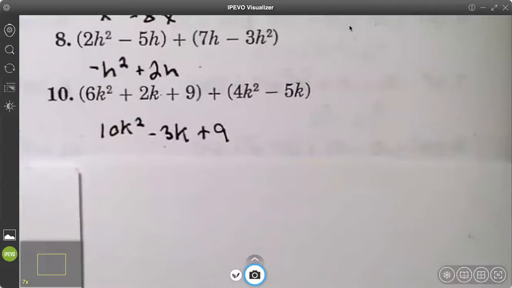And you didn't have to do that on all of them. I just want you to be able to simplify these by adding or subtracting.